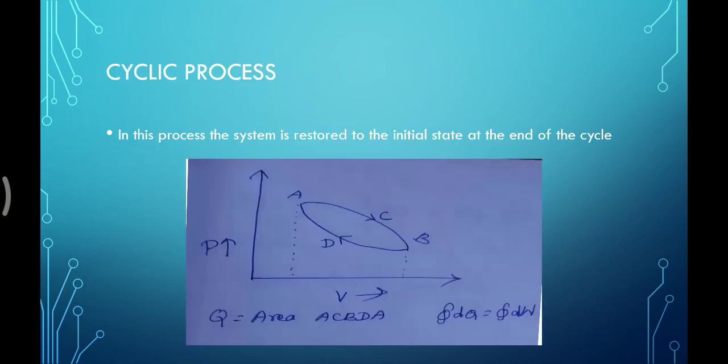And next is cyclic process. So in the process படி பார்த்தா the system is restored to the initial state at the end of the cycle. So A லேருந்து start ஆகி it is going to B, again from B it is coming to the same point A. So இங்கே energy equation is given by measuring the area of the curve. Here the area of the curve is taken as ACBDA. So this is cyclic process. அதே ஆரம்பிச்ச இடத்துலயே வந்து நிற்கிறது வந்து it is cyclic process.